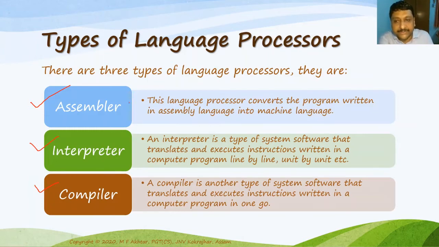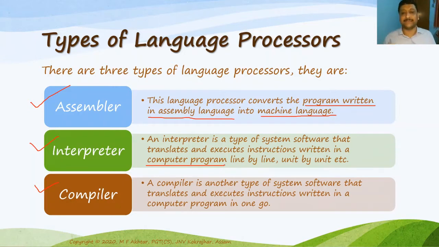Now see, assembler. This language processor converts the program written in assembly language into machine language. The program written in assembly language, which is known as source code here, is converted into machine language, that is object code.